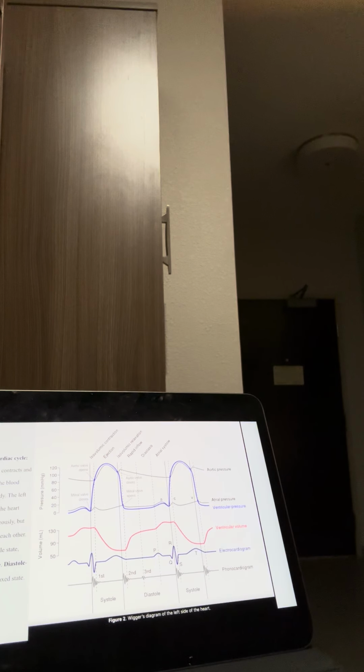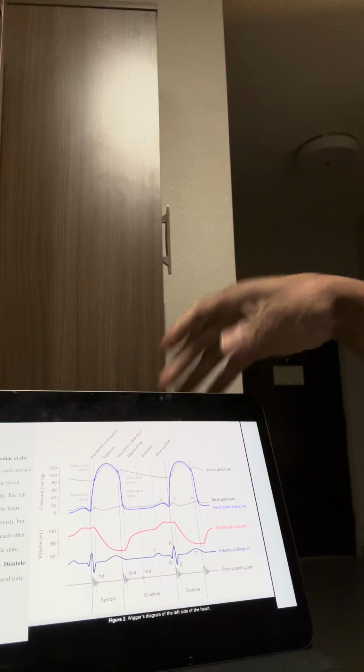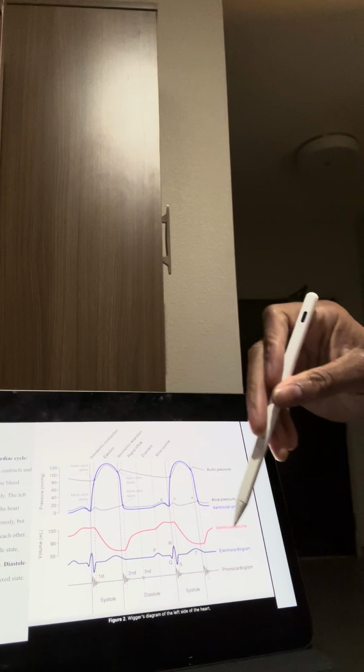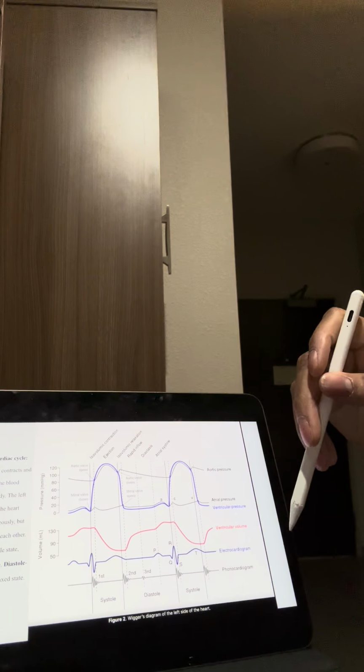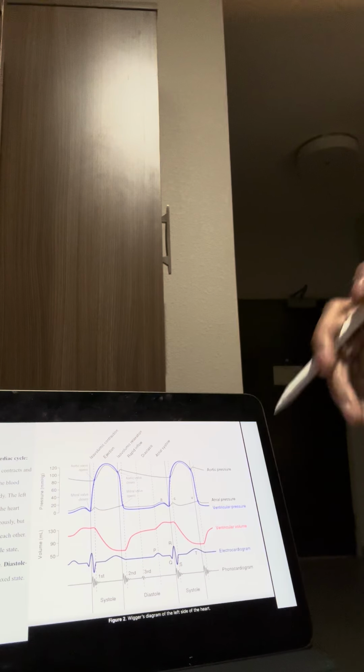The phases of the heart cycle. The heart muscle contracts and relaxes to pump the blood throughout the body. The left and right side of the heart contract simultaneously but independent of each other. When in the contraction state, this is called systole. Diastole is when it's in a relaxed state. And this right here is the Wiggers diagram showing the left side of the heart.